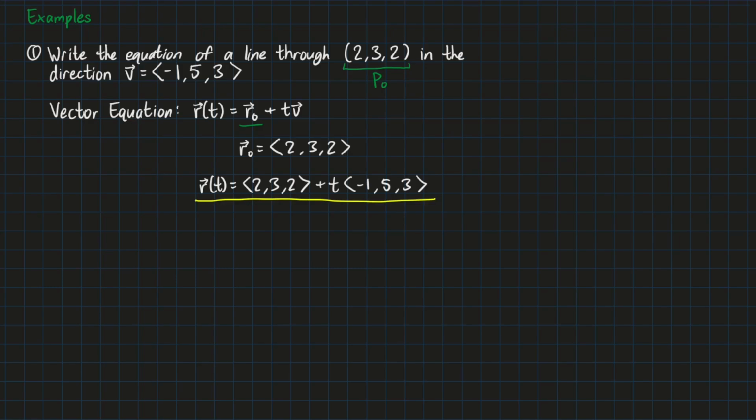We can also write this in the parametric form. Now we're just breaking it down by each component. So starting with x, we have x equals 2 minus t. The 2 comes from the r0 here, and we want the x component from the vector v. And then we're going to do the same thing with the other components. Y equals 3 plus 5t. And we have z equals 2 plus 3t.